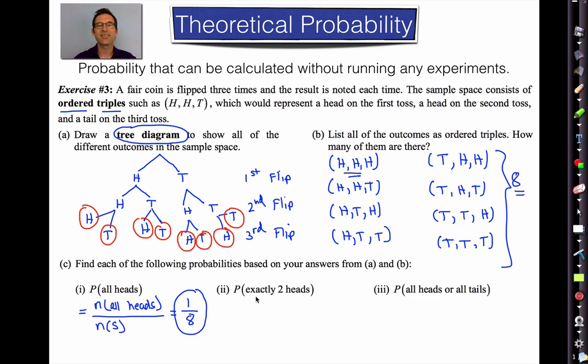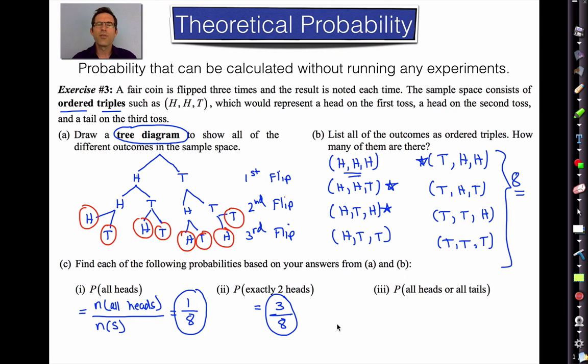Letter 2 says exactly 2 heads. Well, there's this one that's got 2 heads. There's this one that's got 2 heads. And there's this one that's got 2 heads. So there are 3 that fall into that event, and there are 8 total. So the probability is 3/8.